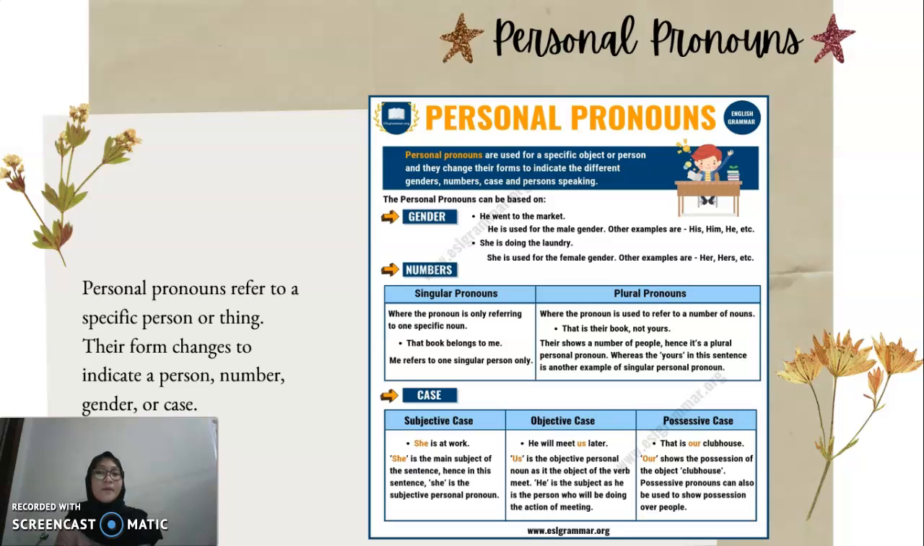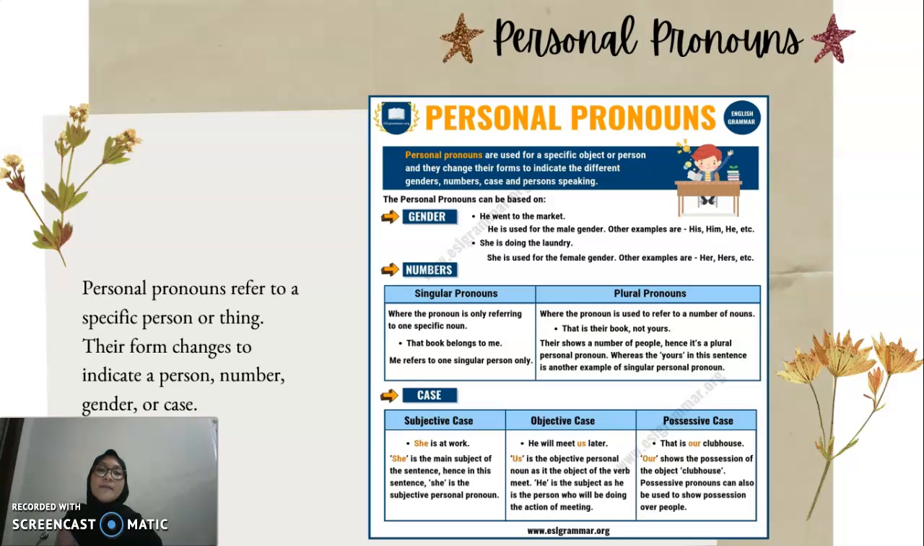The next point is numbers. In numbers, there are 2 kinds of pronouns: singular pronouns and plural pronouns. In singular pronouns, the pronoun is only referring to one specific noun. For example, that book belongs to me. Me refers to one singular person only.